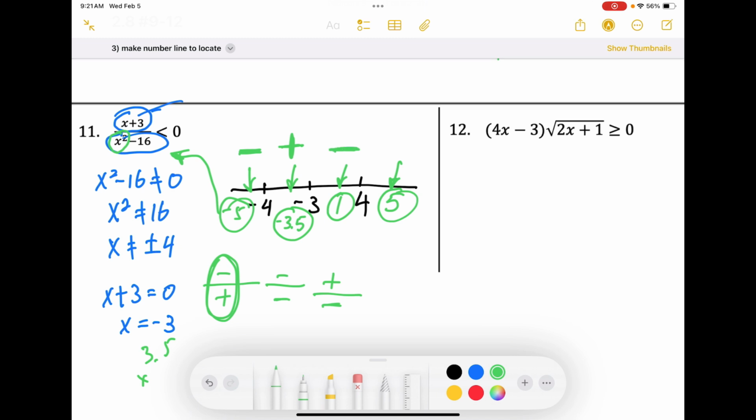Okay, 5 plus 3 is a positive. 5 squared is 25, and 25 minus 16 is a positive. So positive divided by positive, the answer is still positive.